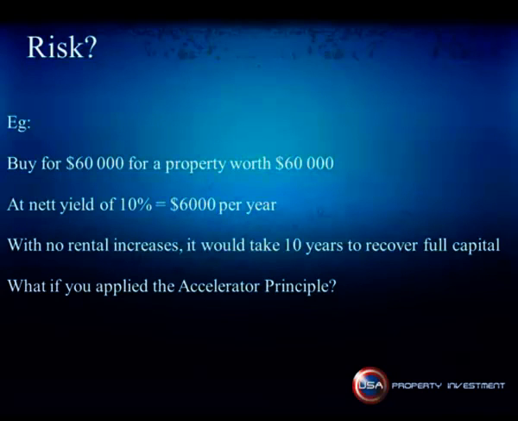So if you're buying for $60,000 with cash out of your own pocket, at a net yield of around 10%, and we've already proved that we can get that relatively easily, that means $6,000 per year. With no rental increases and no inflation, all of that type of stuff, it would take 10 years to recover the full amount of capital that you've laid out.